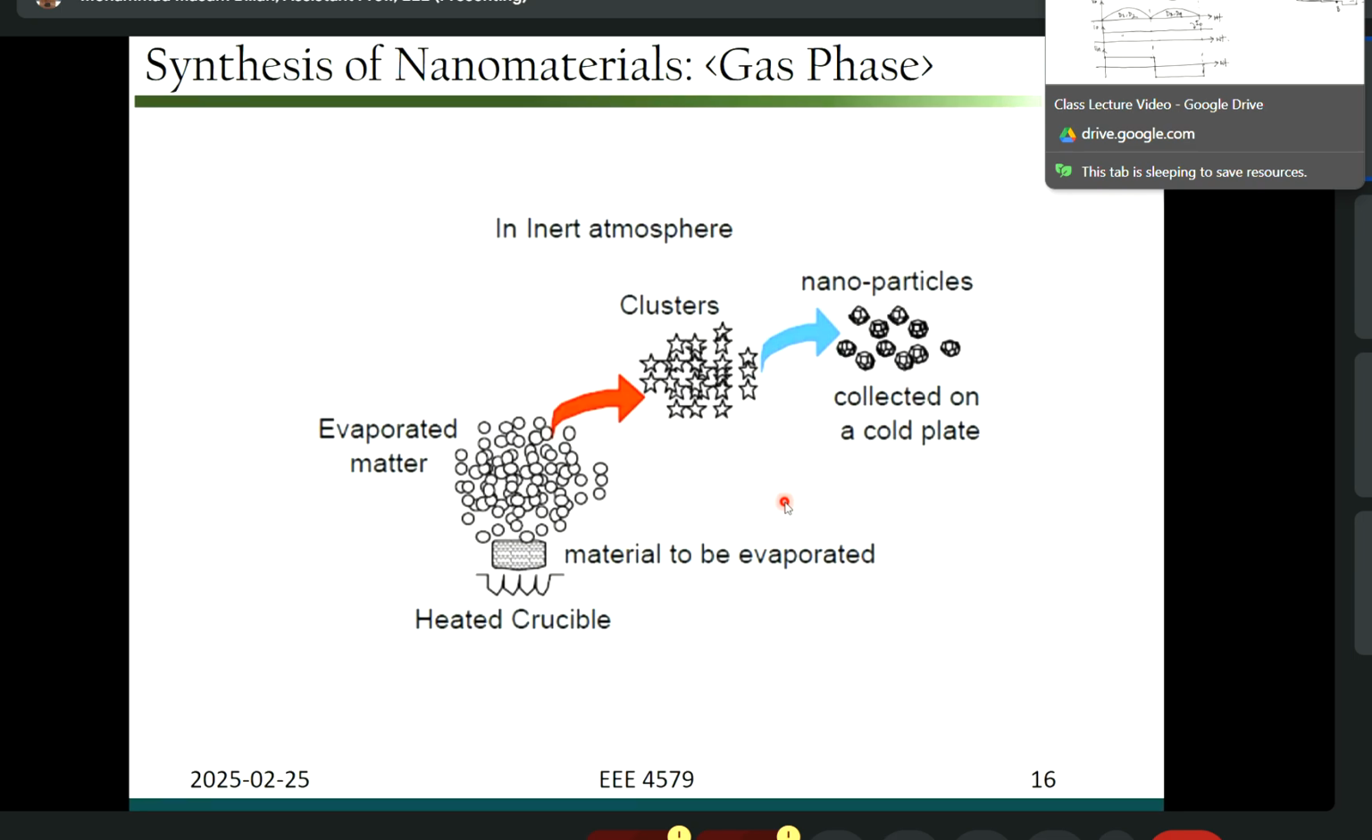Okay, so once you have that kind of solution, it is very difficult to separate the water and that particular material. So what we need to do is evaporate. The vapor will generate, and then you condense the vapor to separate the material. That condensation happens using cold plates. So this is how, based on the evaporation method or gaseous phase method, you convert your material into nanoparticles. Okay.